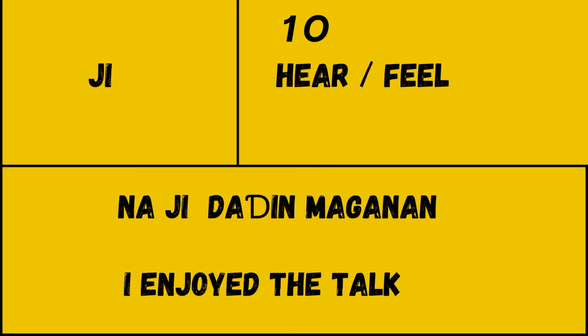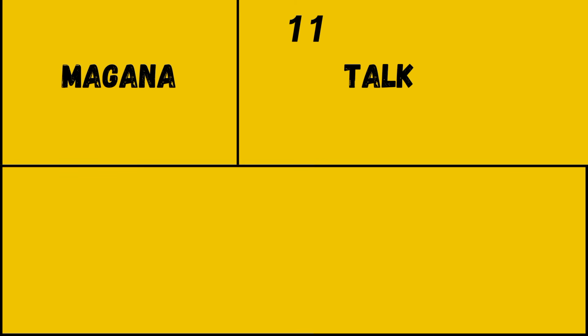Ji means hear or feel in English. Let's make sentence with it. Na ji daɗin maganan. I enjoyed the talk. Magana means talk in Hausa.